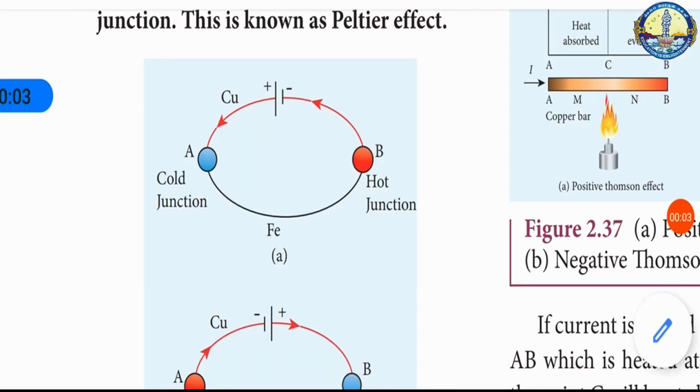Welcome students. Now we are going to see the thermoelectric effect, that is the Peltier effect. Peltier discovered that when an electric current is passed through a circuit of a thermocouple, heat is evolved at one junction and absorbed at the other junction. This is known as the Peltier effect.